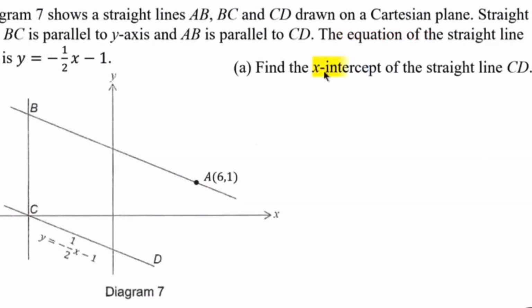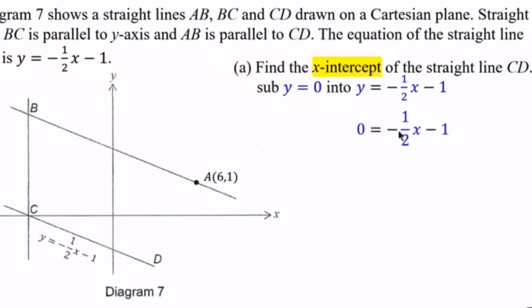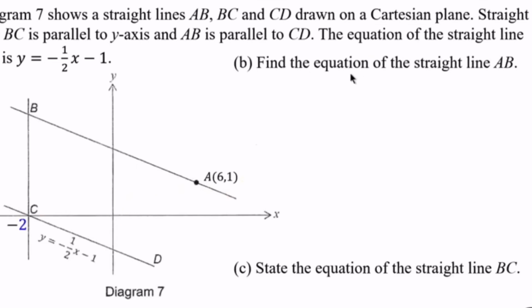Okay, the next question is equation of the straight line. This one you learn in Form 3. In order to find the x-intercept, you need to let your y equal 0. So you substitute y equal 0 and you solve for x. And the value of x is your x-intercept. So you have to write down x-intercept equal to -2.